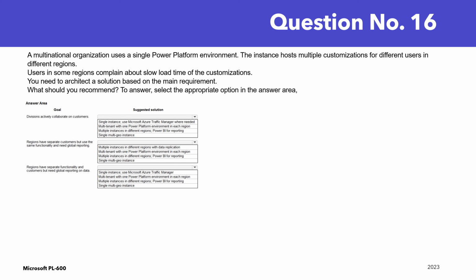A multinational organization uses a single Power Platform environment. The instance hosts multiple customizations for different users in different regions. Users in some regions complain about slow load time of the customizations. You need to architect a solution based on the main requirement. What should you recommend? To answer, select the appropriate option in the answer area.